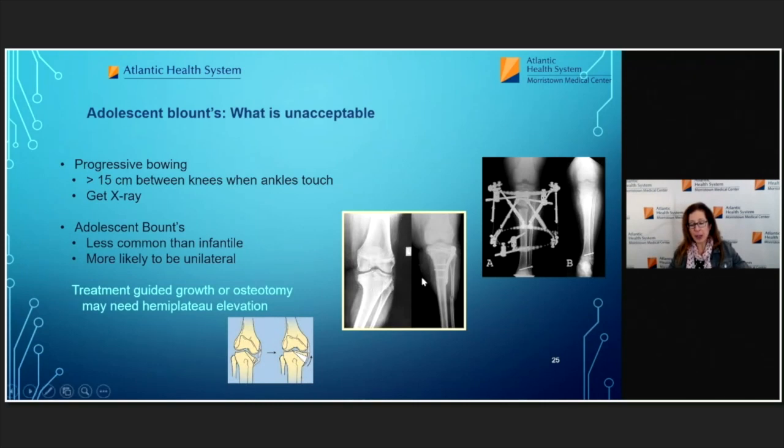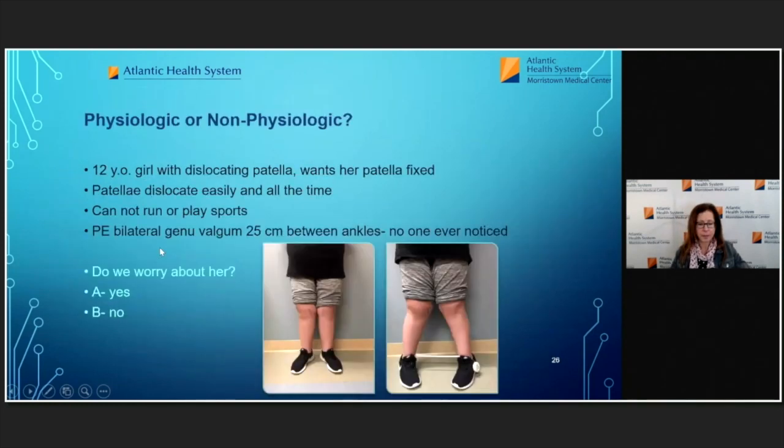In this case, this patient had an osteotomy. He does have some growth plates. Maybe he could have tried guided growth, but this was the chosen treatment. And they may need a hemiplateau elevation. And you can see how depressed the tibial plateau is here. And sometimes we have to actually push that up to get that to correct.